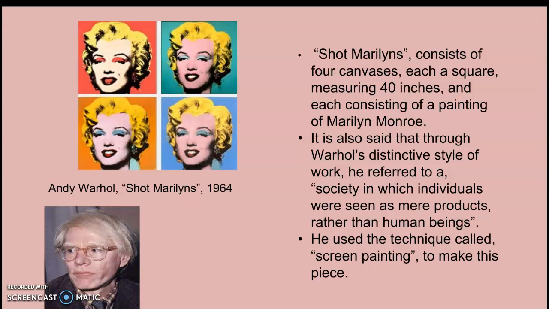Andy Warhol's Marilyn, 1964, consists of 4 canvases, each a square measuring 40 inches and each consisting of a painting of Marilyn Monroe. It is also said that through Warhol's distinctive style of work, he referred to a society in which individuals were seen as mere products rather than human beings. He used the technique called screen painting to make this piece.